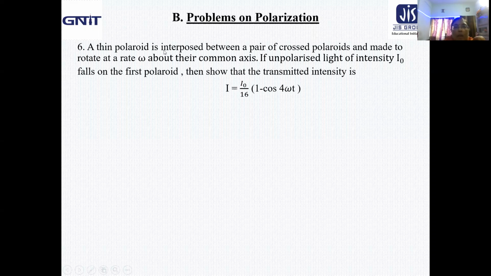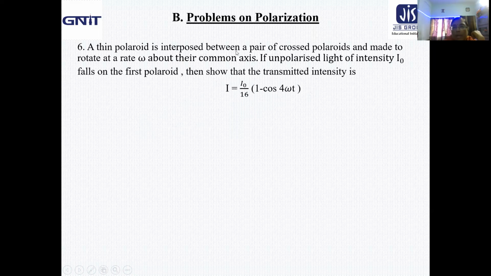A thin polaroid is interposed between a pair of cross polaroids and made to rotate at a rate omega, that means angular frequency, about their common axis. If unpolarized light of intensity I0 falls on the first polaroid, then show that the transmitted intensity is I equal to I0 by 16 into 1 minus cos 4 omega t. That means this problem is exactly similar to the last one.